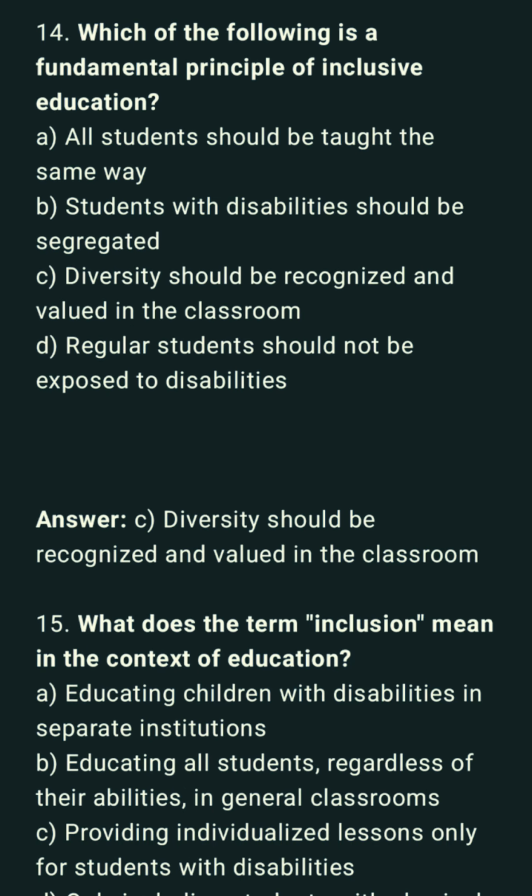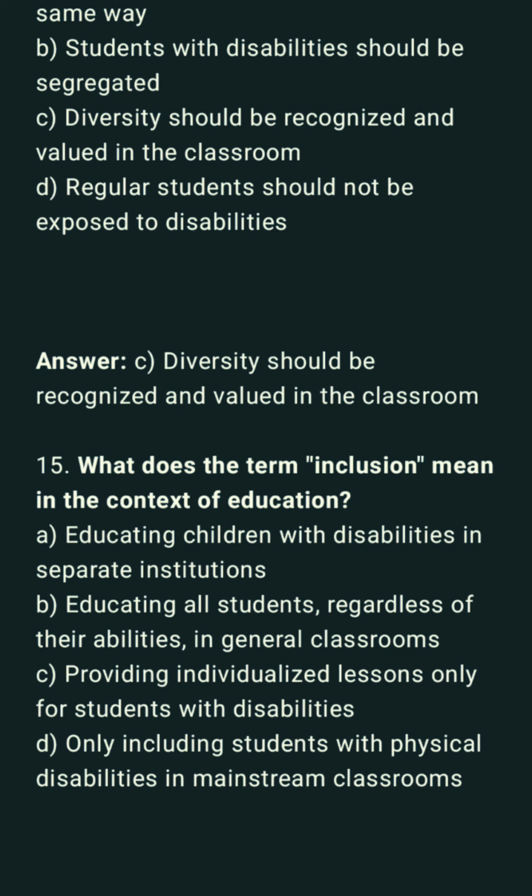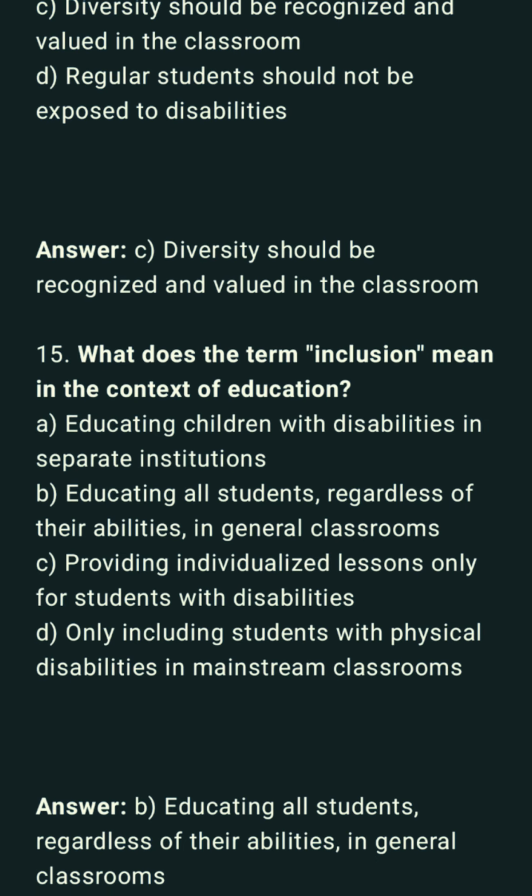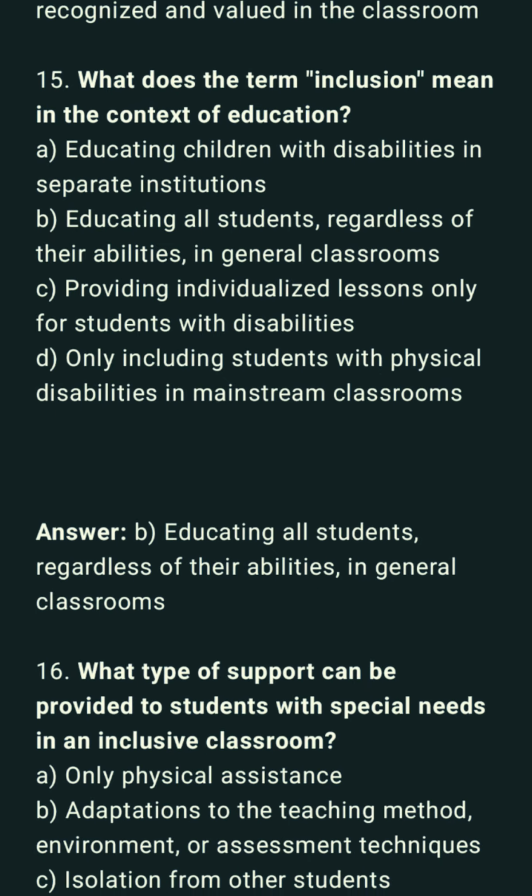Number 7, what does the term inclusion mean in the context of education? The answer is number B, educating all students regardless of their abilities in general classroom.